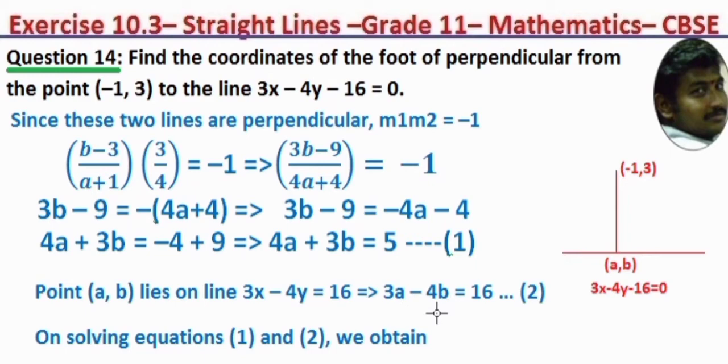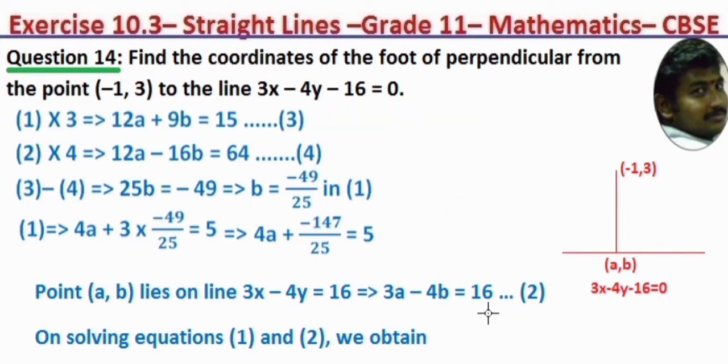By simplifying both equations, the first equation multiplied by 3 gives 12a plus 9b equal to 15. The second equation multiplied by 4 gives 12a minus 16b equal to 64. So now from these two equations, subtracting, when you simplify you will get 25b is equal to minus 49. From this we arrive at b equal to minus 49 by 25. So the y coordinate b we got. By applying b equal to minus 49 by 25 in equation number 1, equation number 1 is 4a plus 3b equal to 5.